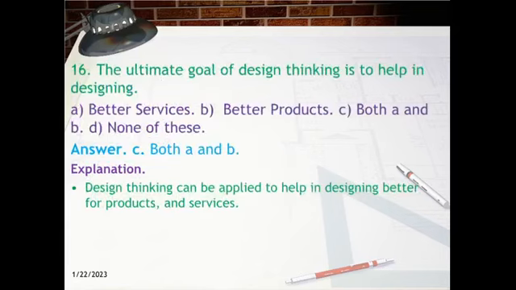16. The ultimate goal of design thinking is to help in designing: A. Better services, B. Better products, C. Both A and B, D. None of these. Answer: C. Both A and B. Explanation: design thinking can be applied to help in designing better products and services.